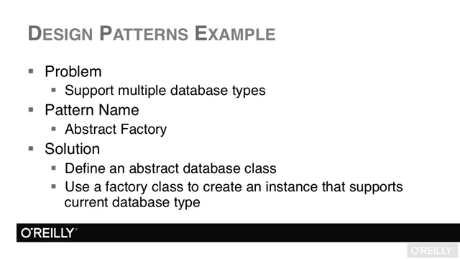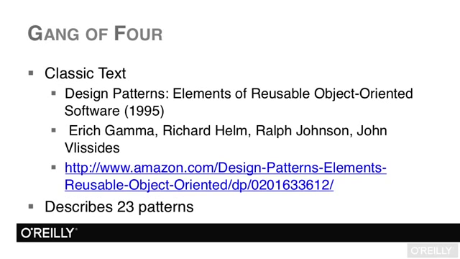What's this Gang of Four thing that we keep on hearing about? The Gang of Four are Erich Gamma, Richard Helm, Ralph Johnson, and John Vlissides. And they wrote a classic text called Design Patterns: Elements of Reusable Object-Oriented Software in 1995. So it's about a 20-year-old book, but yet it's still a classic and still well used. And of course, you can get it at that Amazon link. And it describes 23 different design patterns that are commonly used in building software.